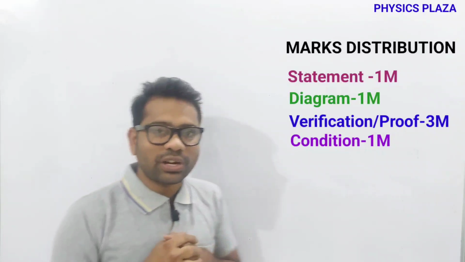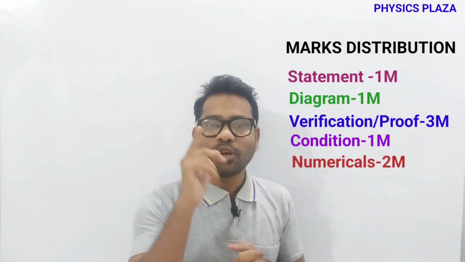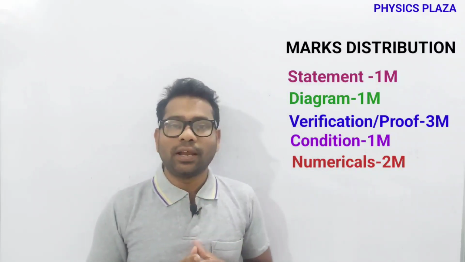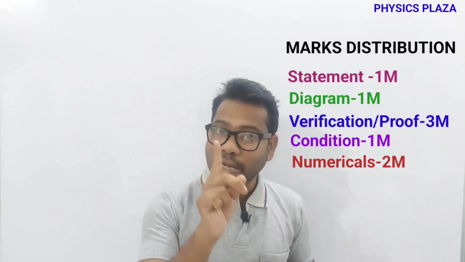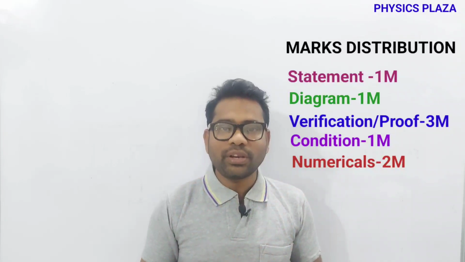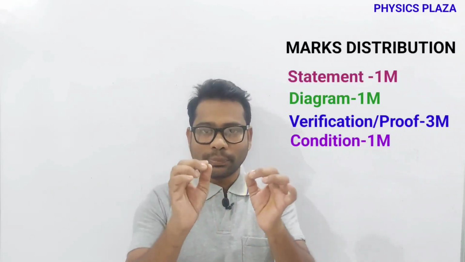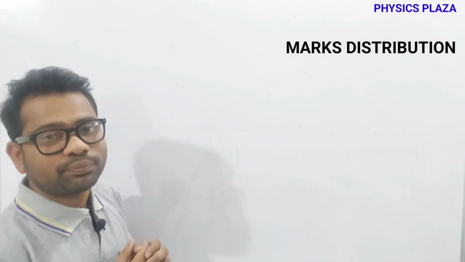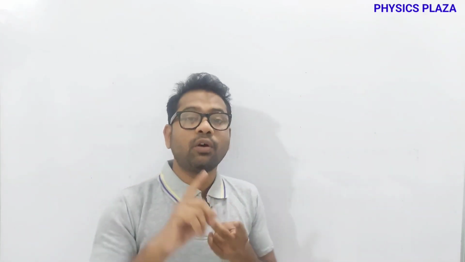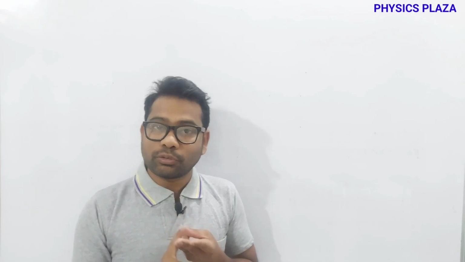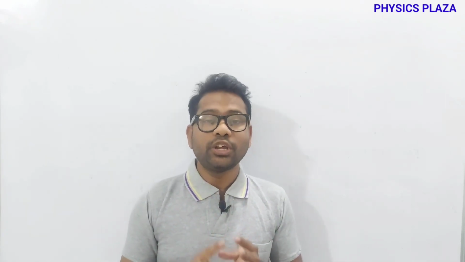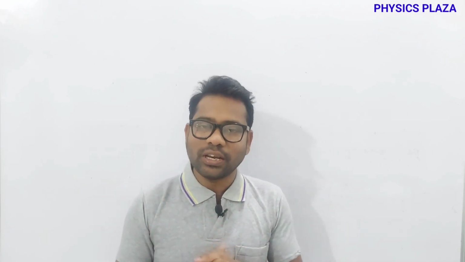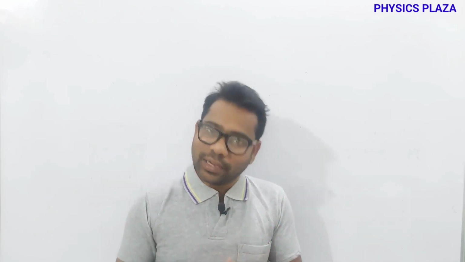What about the 2 marks question, children? Yes, that is a numerical. So definitely there will be a numerical attached. And what is the numerical which is going to be attached to that question? Today in the video we are going to discuss it. So 100% this numerical will be asked along with this question. So 1 mark for a statement, 1 mark for a diagram, 3 marks for a proof, 1 mark for a condition, 2 marks for numerical. Total 8 marks. Okay children. Now without any delay, let us start.